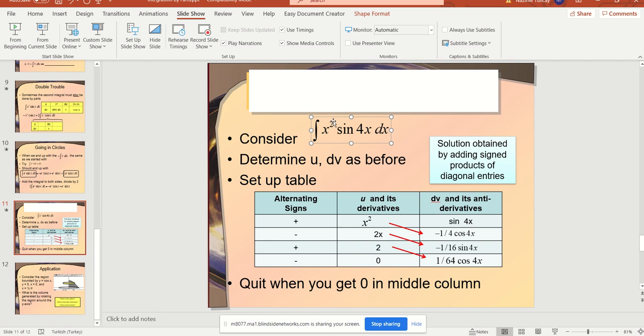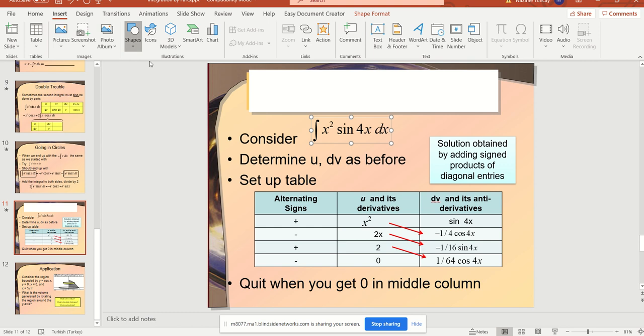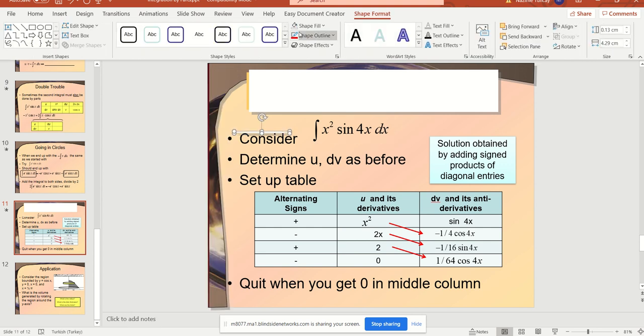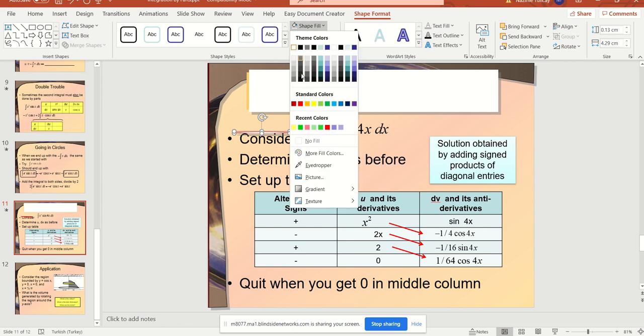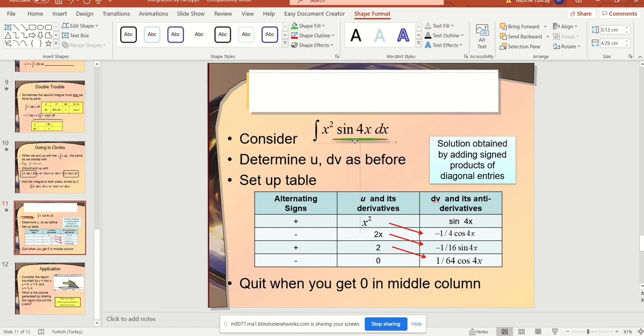Okay, here, this is x to the power 2 sinus 4x. This is x to the power 2. We choose this x to the power 2 as u because it's algebraic, and this part we choose as dv. In tabular form we don't write this dx. In the other method we write dx, but in tabular form we don't write dx.